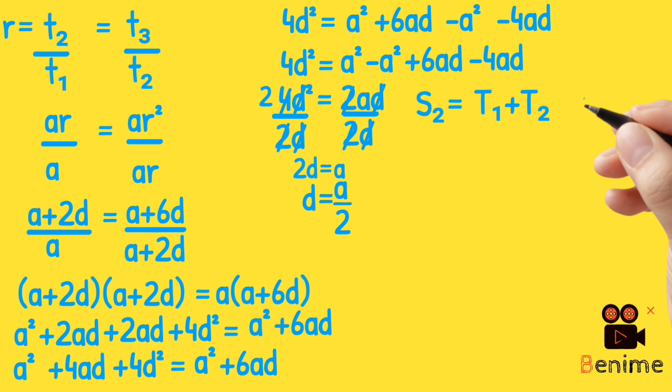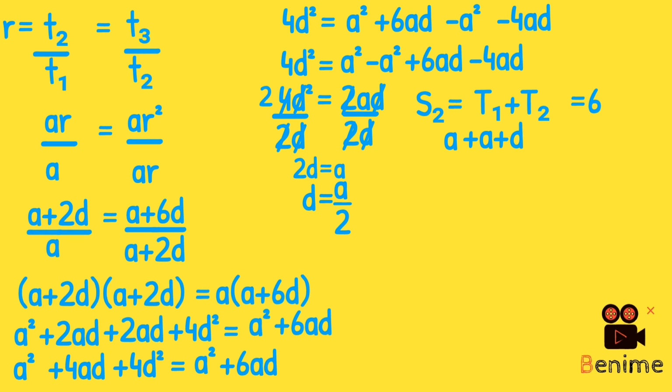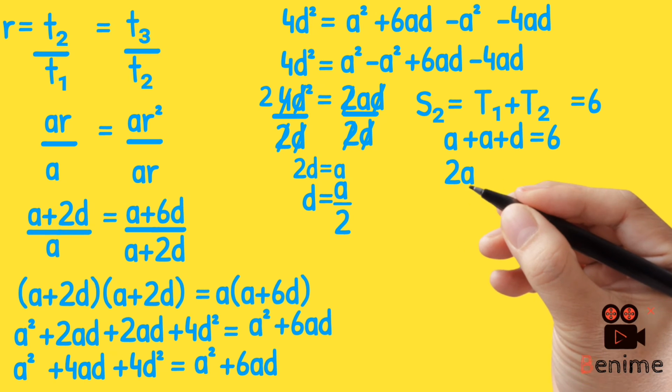Now T1 being the first term, you can just write it as A. Then T2 is A plus D using your AP formula. So I'm replacing T1 with A, replacing T2 with A plus D. So I have that T1 plus T2 is equal to 6. Now it will become A plus A plus D is equal to 6. A plus A will give you 2A. So 2A plus D is equal to 6.